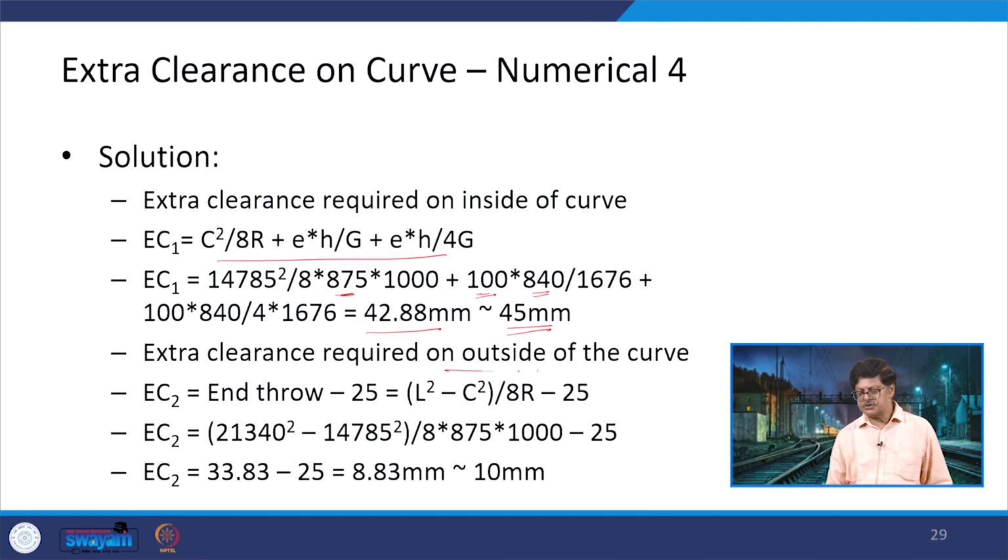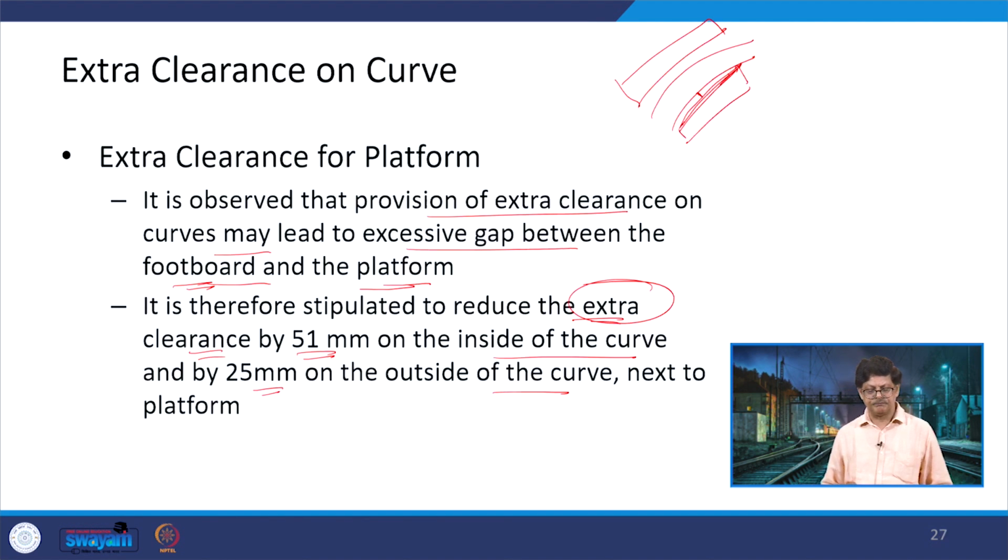Now, the extra clearance which is required on the outside of the curve, which is equivalent to the end throw, is L square minus C square divided by 8R. So, if we calculate this L square minus C square divided by 8R, what we get is 33.83. Now, as we discussed this criteria, in the case of the inside of the curve we can reduce it by 51 mm, and in the case of the outside of the curve we can reduce it by 25 mm.